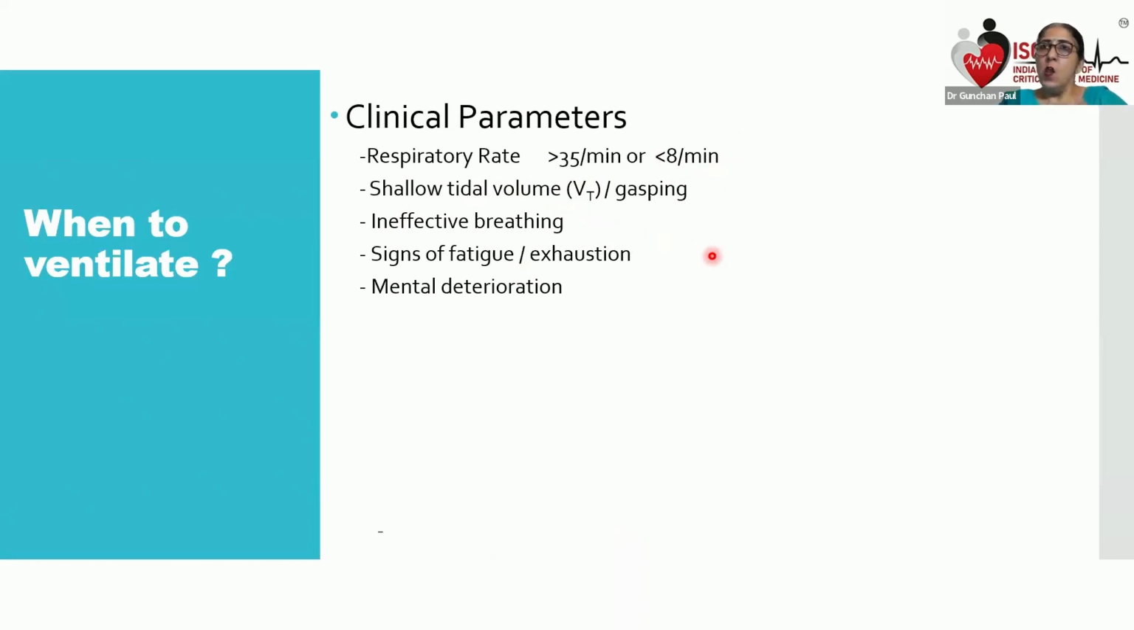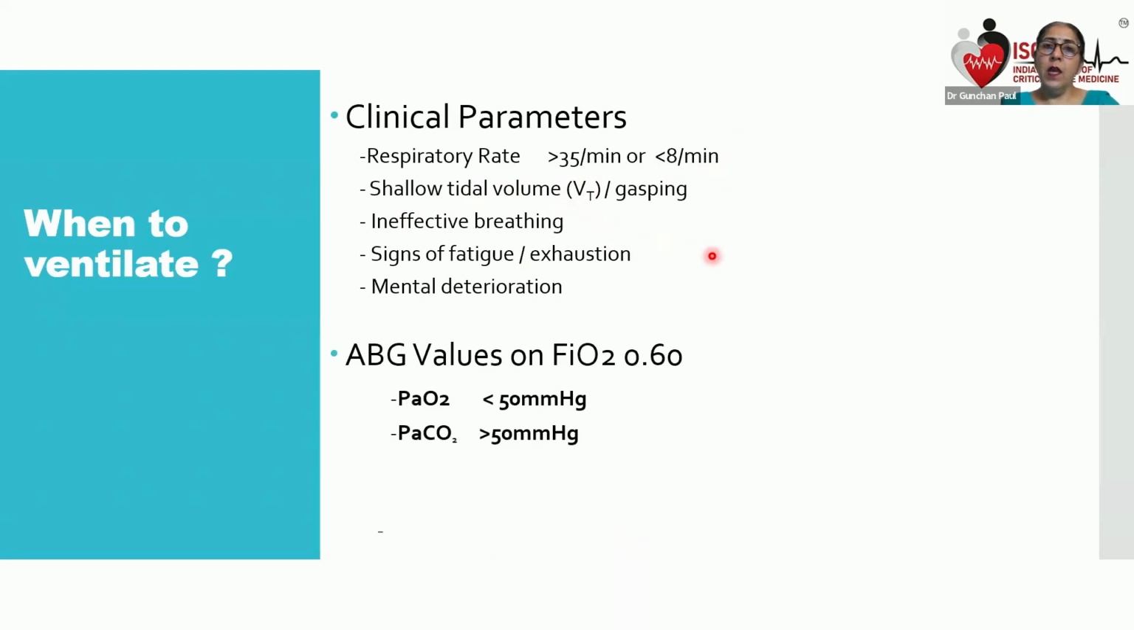He's sweating. He's throwing out your IV lines, pulling out your ILS tube because he's restless, because he's hypoxic. So these are signs of impending respiratory failure. And if you have an ABG, then on the ABG, you can remember a rough idea: PO2 less than 50 and PCO2 more than 50 at an FiO2 of 60%.